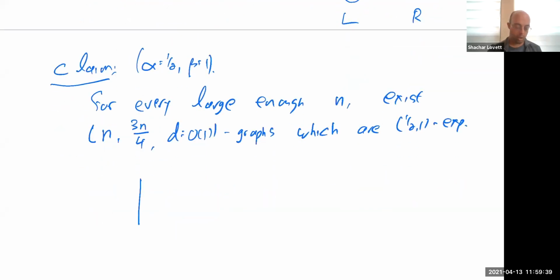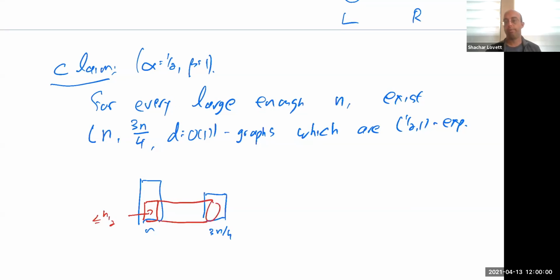So we have n nodes on the left and fewer nodes on the right, but still every set of nodes on the left of size at most n over 2 has at least as many neighbors. It doesn't shrink. So even though the right-hand side is smaller than the left-hand side, every set of at most half the nodes on the left sees at least that many nodes on the right.